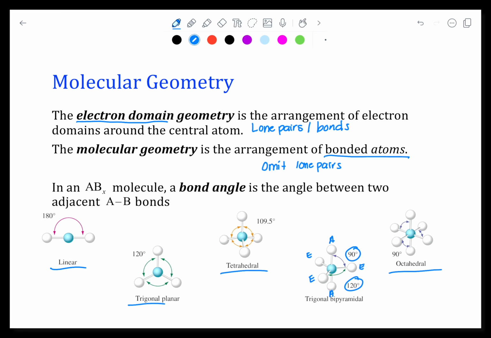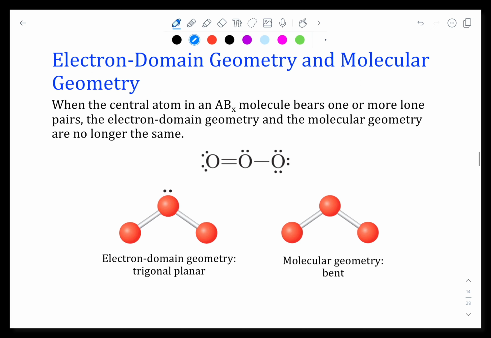Okay, so when the central atom in an ABX molecule has one or more lone pairs, the electron domain geometry and the molecular geometry are not going to be the same, because the molecular geometry only cares about bonded atoms. Okay, so here we have ozone again, O3. And we said that this has 3 electron domains. We said that earlier in our lecture.